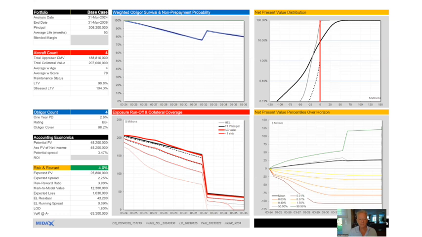So in the base case, I run these 4 leases as a portfolio. And you will see here that the risk-reward ratio for this portfolio is 4%. That is lower than any of the risk-reward ratios for the individual constituent deals. So why is that? Well, the explanation is that we have the effects of diversification.